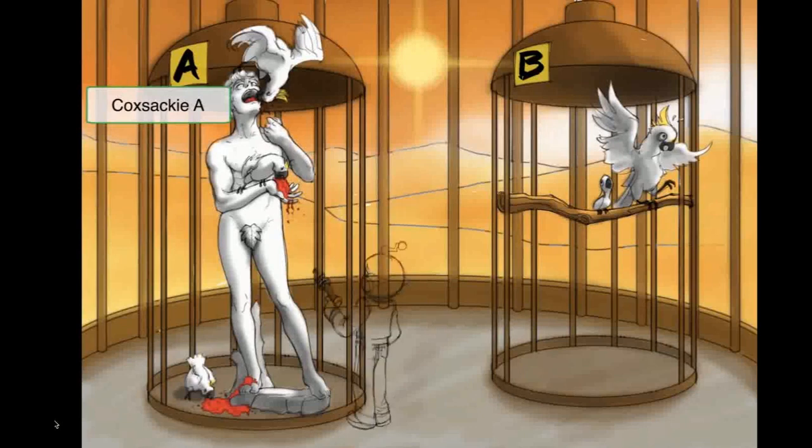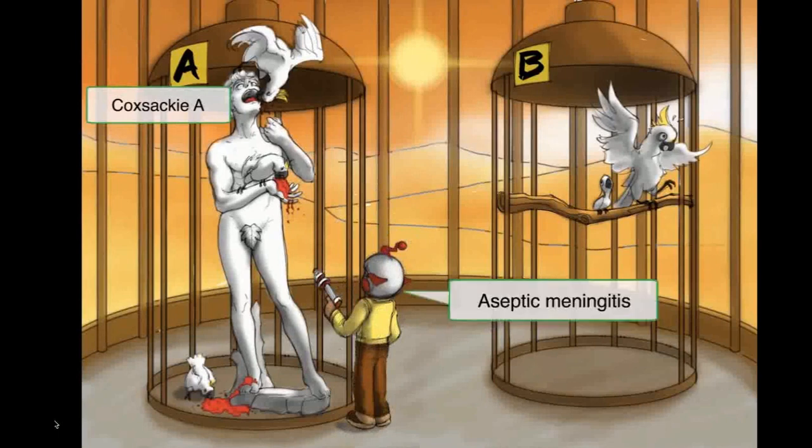Next, we're adding a kid watching the birds with a space helmet on. I shouldn't have to tell you what this represents, but it's our meningitis helmet. And remember, viral meningitis is also termed aseptic, since there won't be any bacteria on gram stain.